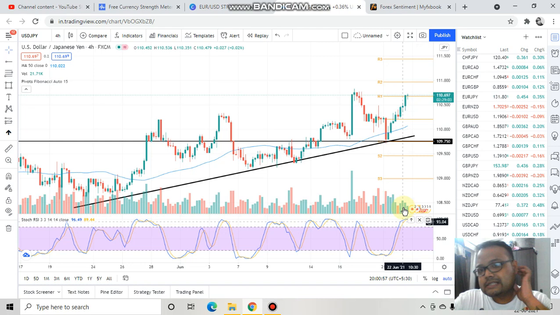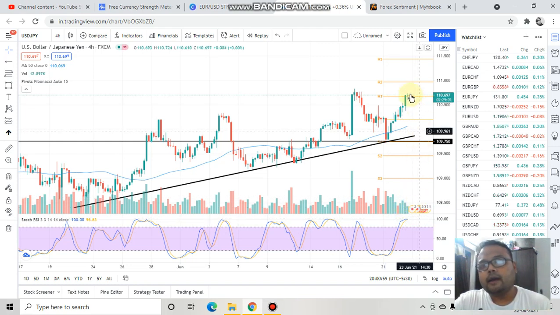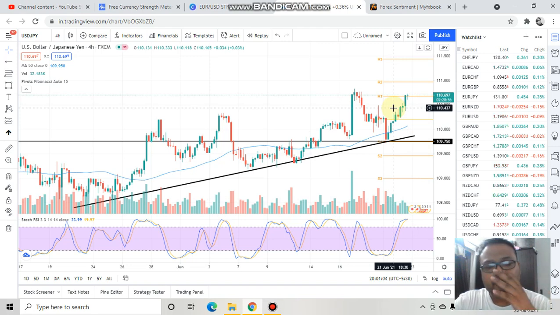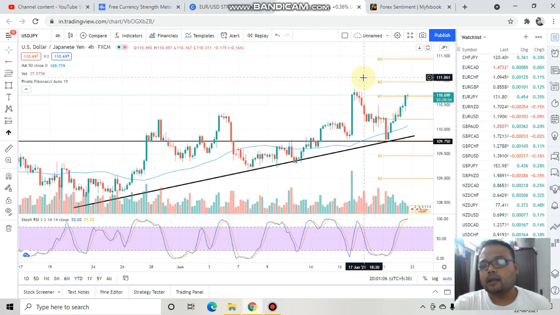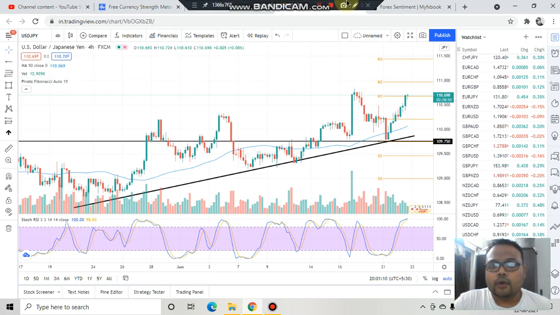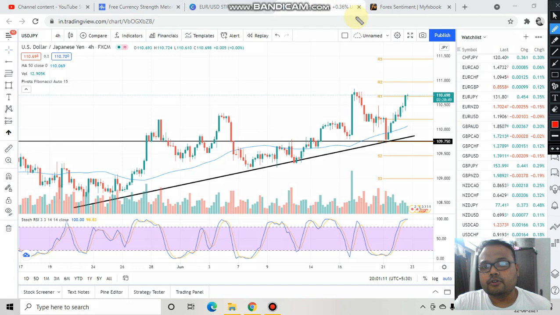Suppose at this particular point, though right now stochastic RSI is indicating that the market is in the overbought zone, still a big volume may come and the market may go up. In that case, your stop loss will hit and you will be in loss. Therefore, do not short the market. And in this type of market, you need to have patience and wait for the perfect opportunity.